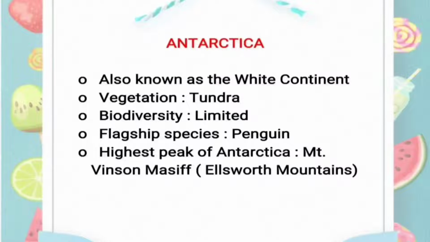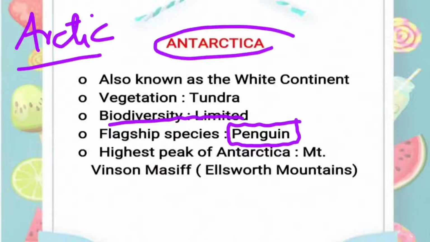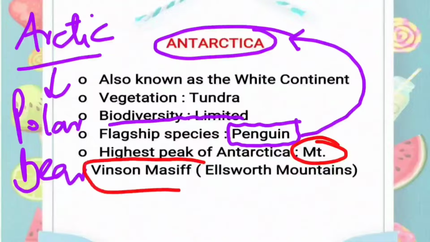Now, the biodiversity. As we know, Antarctica is covered by snow, so the biodiversity there is quite limited. The flagship species we find there is the penguin. The Arctic is quite different from the Antarctic. In the Arctic region, we find a flagship species called the polar bear, and in Antarctica, the flagship species is the penguin.